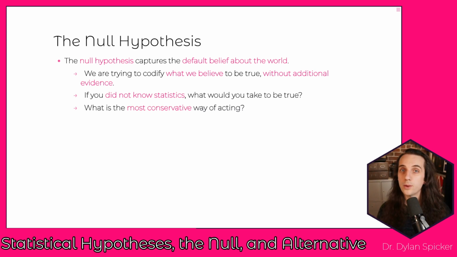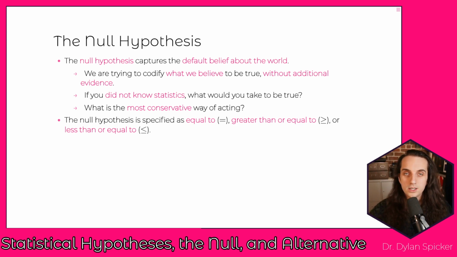So another way of thinking about the null hypothesis is that it's in some sense the most conservative way of acting, right? The idea is that we don't need any evidence for the null hypothesis. It's what we're just taking to be true. And so we typically want this to be a safe place to be, a safe hypothesis to follow.